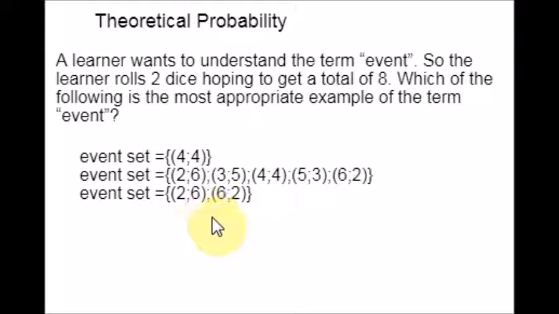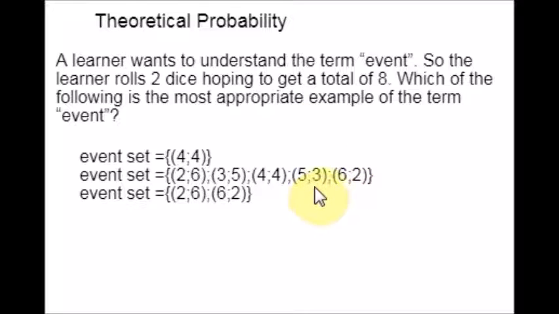Okay. We can recall the definition of the term event here. An event is a specific set of outcomes of an experiment that you are interested in. Am I right? So among these three, the most appropriate example of the term event is event set 2. Am I right? Okay. So this is a general basic example.